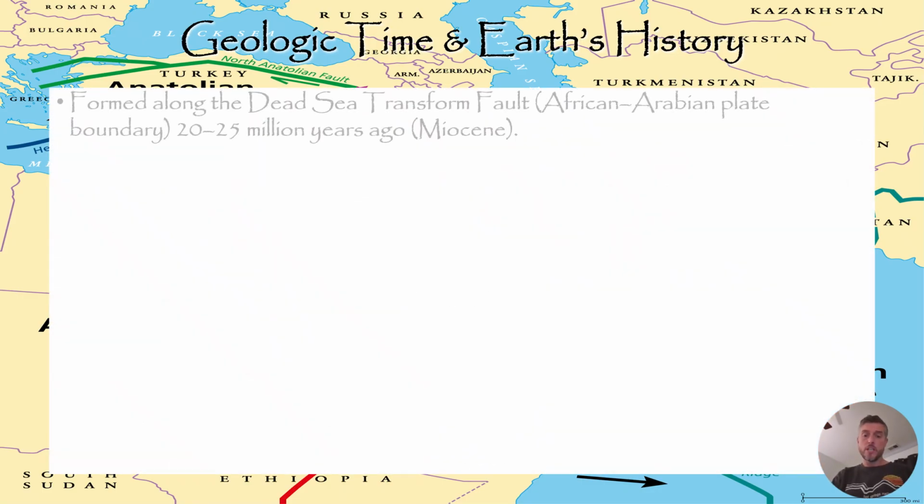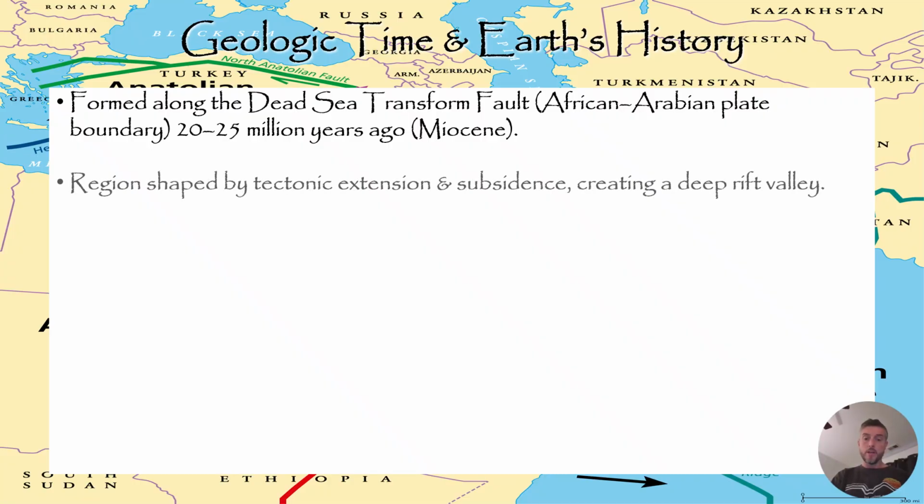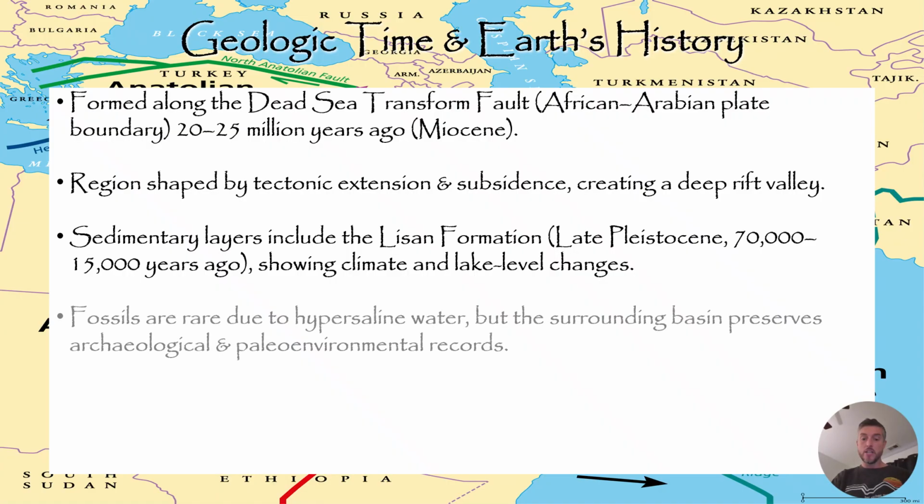Geologic time in Earth's history: formed along the Dead Sea Transform Fault, African-Arabian plate boundary, about 20 to 25 million years ago. Regions shaped by tectonic extension and subsidence, creating a deep rift valley, lowest place on Earth. Sedimentary layers include the Lisan Formation, late Pleistocene, about 15,000 to 70,000 years ago, showing climate and lake level changes. Fossils are rare due to hypersaline water, but the surrounding basin preserves archaeological and paleo-environmental records.